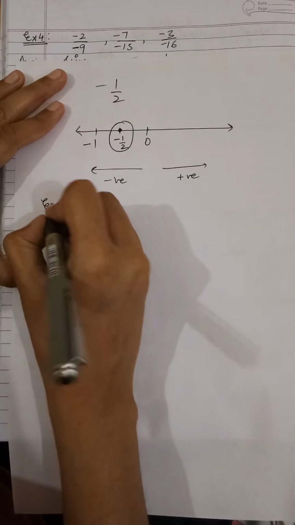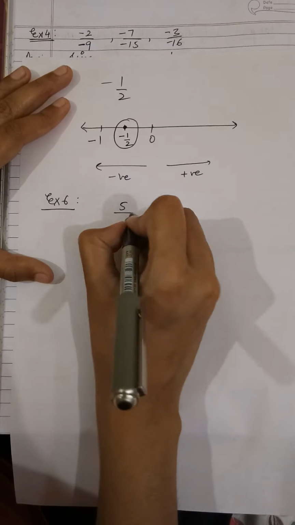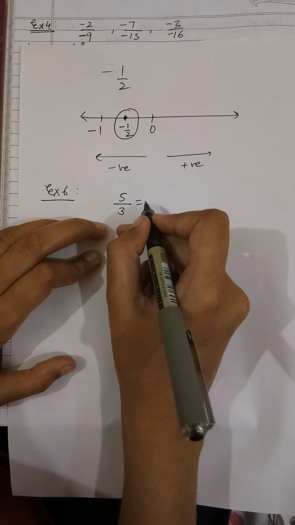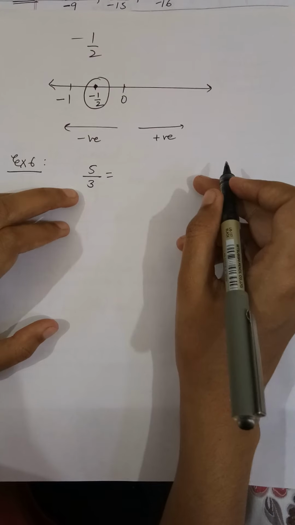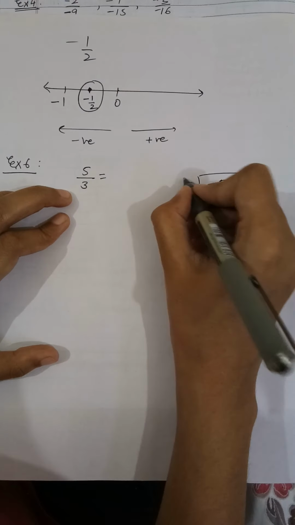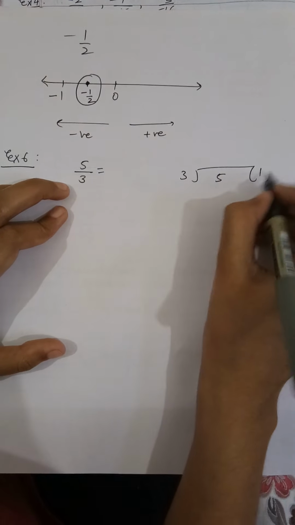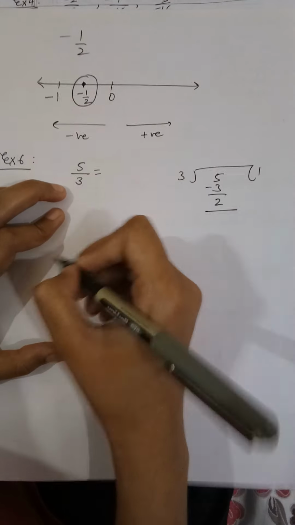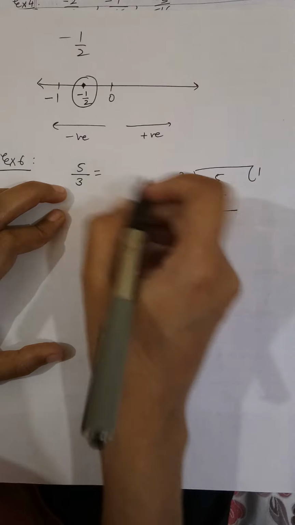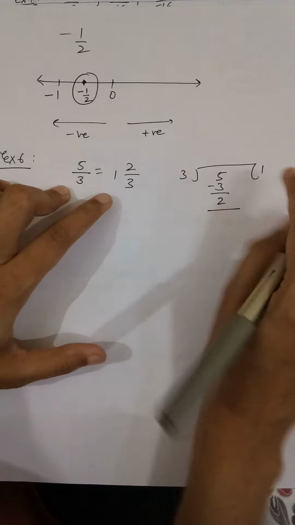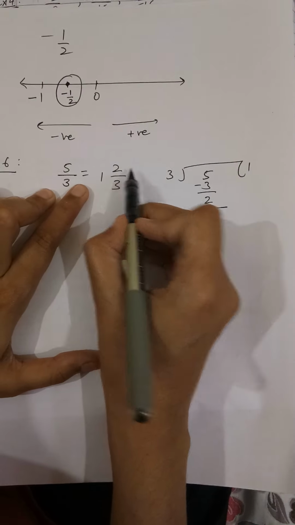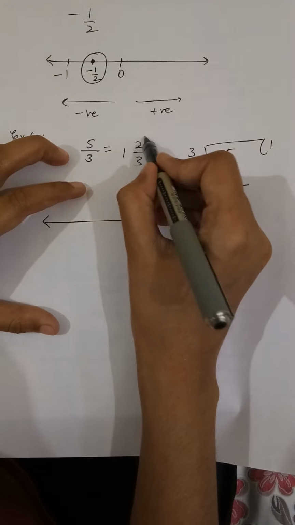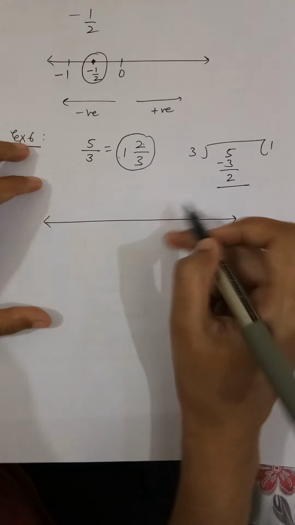Just see example number 6. Example 6, I am having 5 upon 3. Now this 5 upon 3 is an improper fraction, so I am going to first convert this into a mixed fraction. 5 upon 3 is given to me, 3 ones are 3, then the remainder is 2. So what is this mixed fraction? 1 2 upon 3. This whole number I will write as it is. 2 is the remainder, so I am going to write it in the numerator, and 3 I am going to write down. Now I am going to represent this 1 2 upon 3 on the number line.